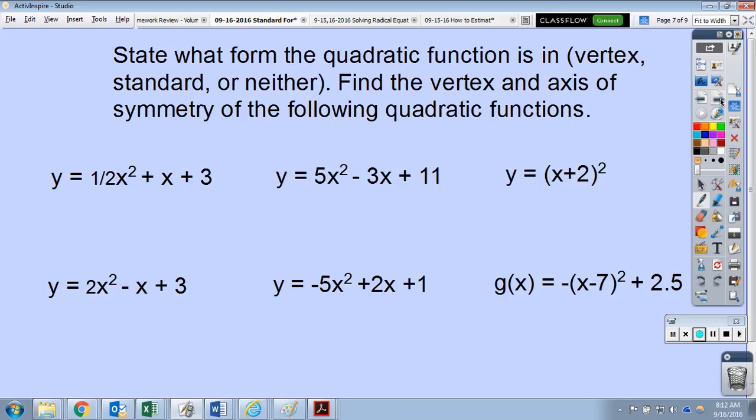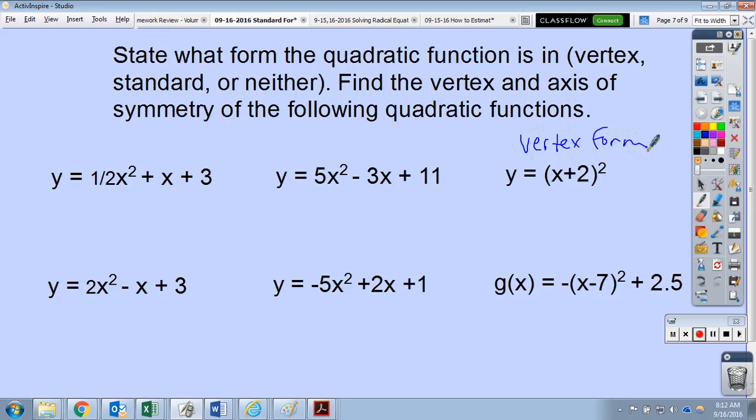Which ones are not in standard form? Yes, Trey. The two on the right. These two on the right are not in standard form. No, the one on the bottom. This one's not in standard form. You can say, I'm not sure, but I think, yes. So the very last one on the first row is in vertex form. Okay, so this is vertex form.